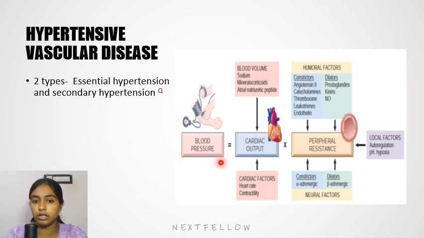We'll just see the pathology behind the hypertensive disorders. So how is the blood pressure regulated? Blood pressure is a function of cardiac output as well as peripheral resistance. This is influenced by various factors. Cardiac output depends upon the stroke volume, that is blood volume, as well as cardiac factors, that is heart rate as well as contractility. Peripheral resistance depends upon both humoral as well as neuronal factors. Humoral factors involve angiotensin II, thromboxane, endothelin, nitric oxide, prostaglandins, and neuronal factors involve alpha adrenergic as well as beta adrenergic factors.